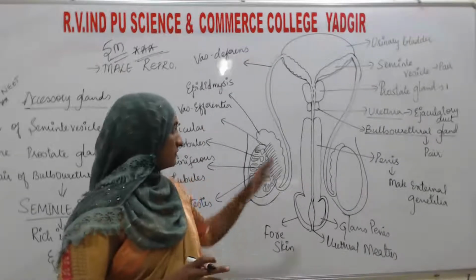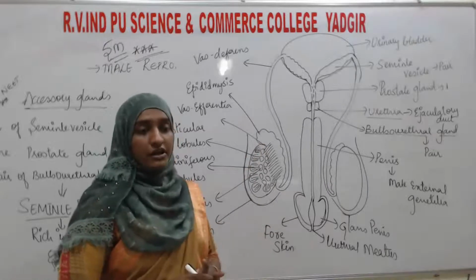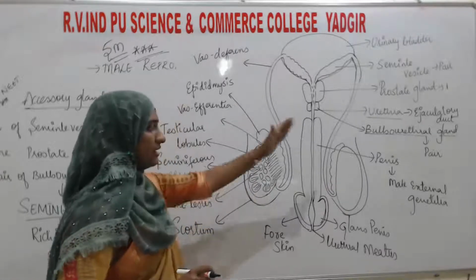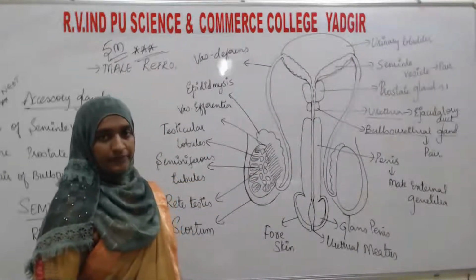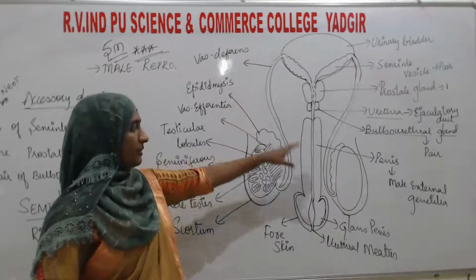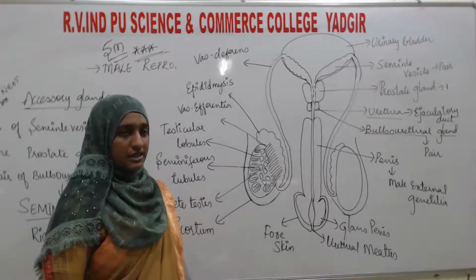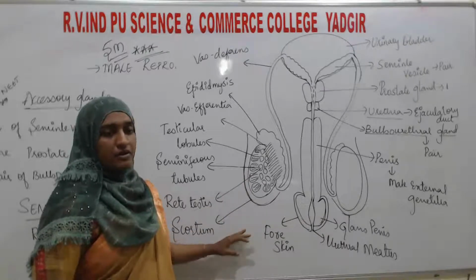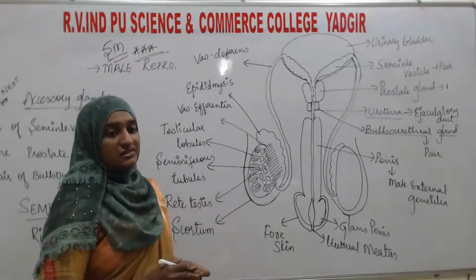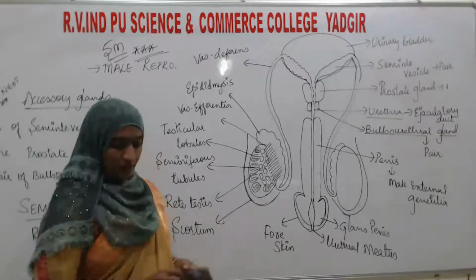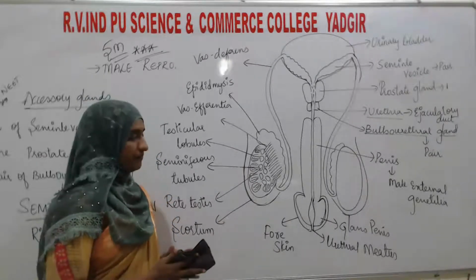Okay, so all this is about the male reproductive system. If they ask for 5 marks, all these labelings are very important: the primary sex organ, the ducts, and then the external genitalia. So please draw this diagram and practice this diagram. Next we will go for the female reproductive system.